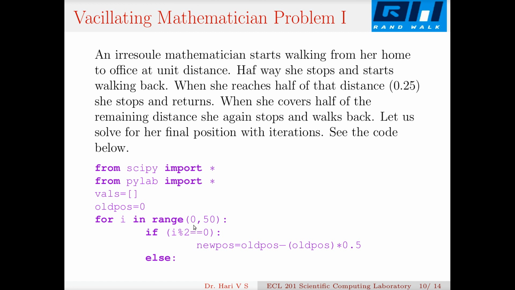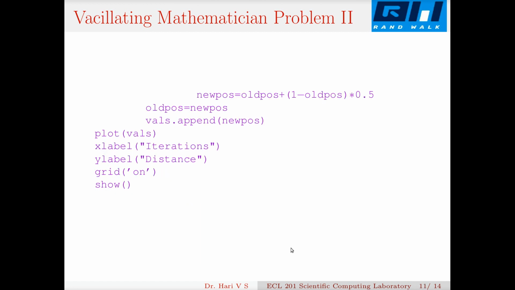So for i in range 0 to 50, I do some 50 iterations. If i is an even number, that is an iteration, either the 0th step or second step or fourth step, her new position is old position minus old position into 0.5. Else, if she is taking steps like iterations 1, 3, 5, etc., her new position will be old position plus (1 minus old position) into 0.5.